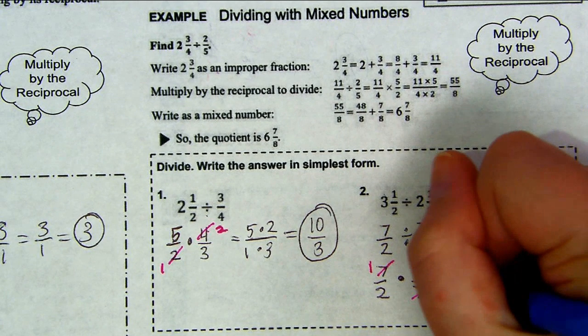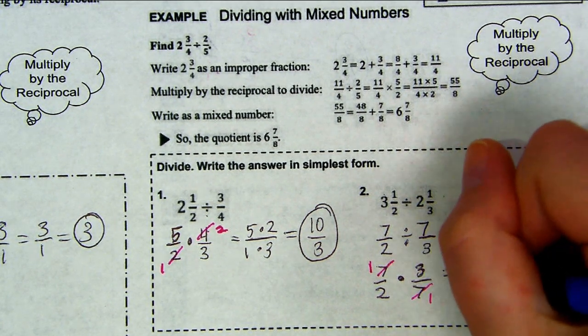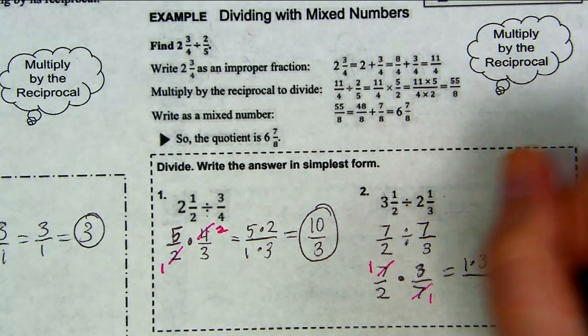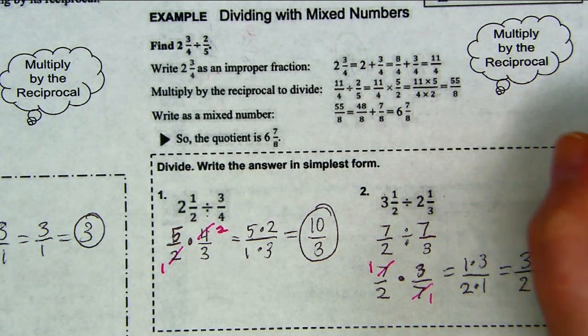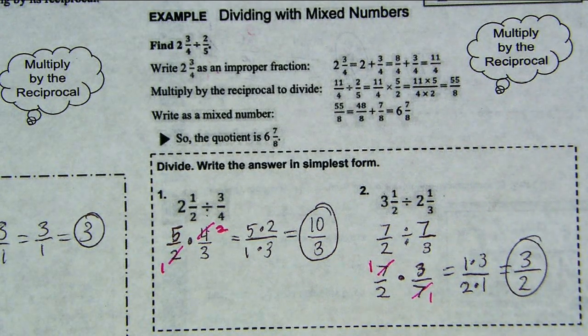So now we can go ahead and multiply across. 1 times 3 in the numerator and 2 times 1 in the denominator, so we'll end up with 3 in the numerator, 2 in the denominator, and we have our final answer.